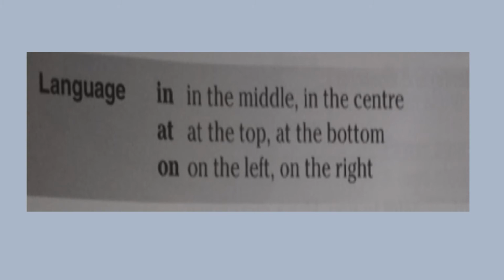Okay, so in this language box, we need to learn which prepositions come with these locations. In, at, and on. Here we use them for location. If you look at in, we use it with the middle and the center. So we say in the middle and in the center. The preposition at, we use it with the top and the bottom. So we say at the top and at the bottom. The preposition on, we use it with the left and the right. So we say on the left and on the right.